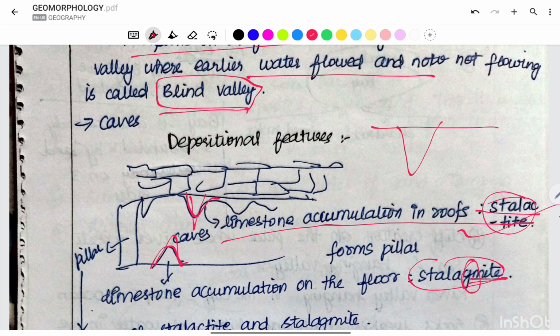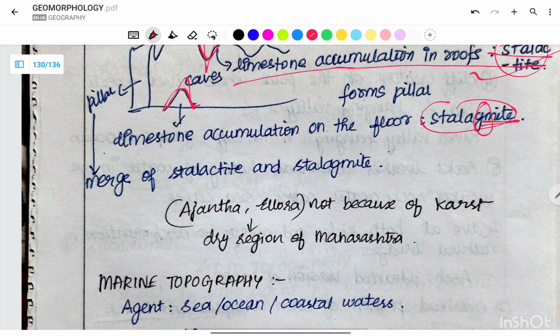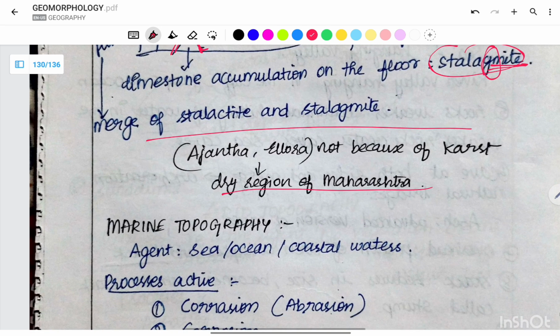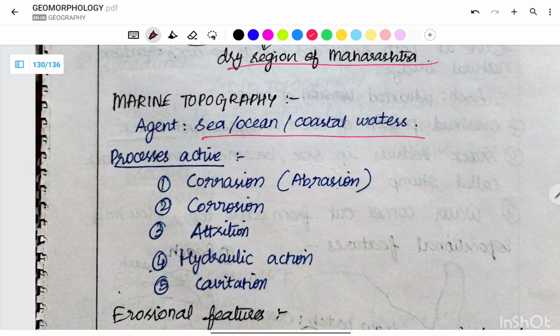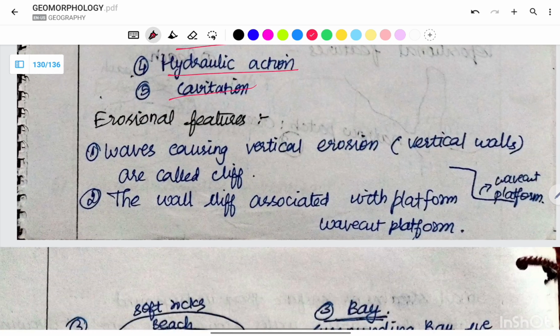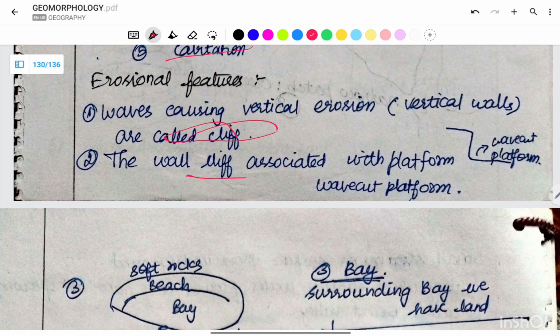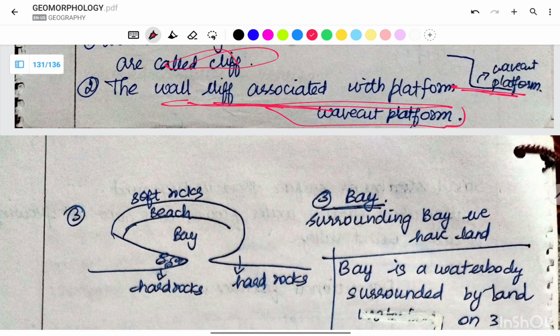From the roof is stalactite. From the ground is stalagmite. Stalactite and stalagmite merge to form a pillar. Marine topography involves corrosion, abrasion, attrition, hydraulic action and cavitation. Waves erode to form a cliff. A wall cliff is associated with a platform, a wave-cut platform, which is formed over here.